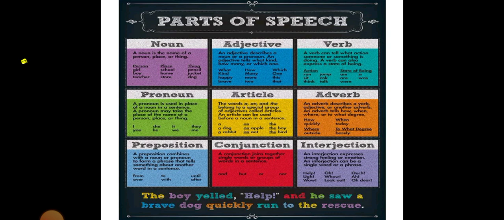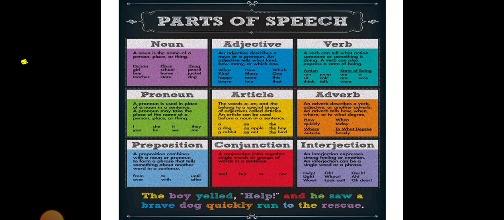Next we can see about interjection. Interjection is nothing but strong feelings. An interjection expresses strong feelings or emotions, and interjections can be a single word or a phrase. Examples for interjection are wow, alas, oh. These words all come under interjection.